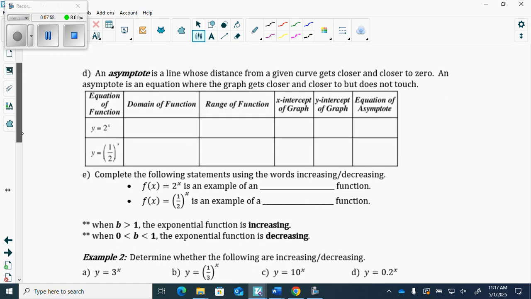So, let's look at these. An asymptote is a line whose distance from a given curve gets closer and closer to 0. An asymptote is an equation where the graph gets closer and closer to, but does not touch. So let's talk about the asymptotes first. What was the equation of the asymptotes for both of those graphs? y equals what? 0. And these are horizontal asymptotes.